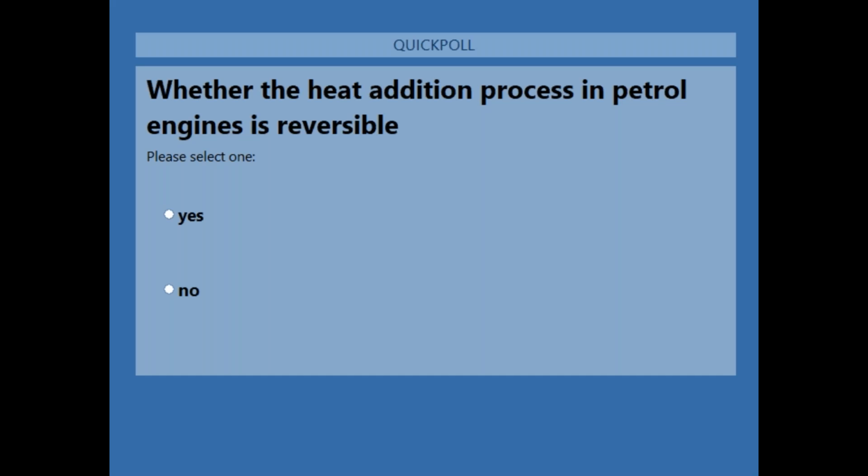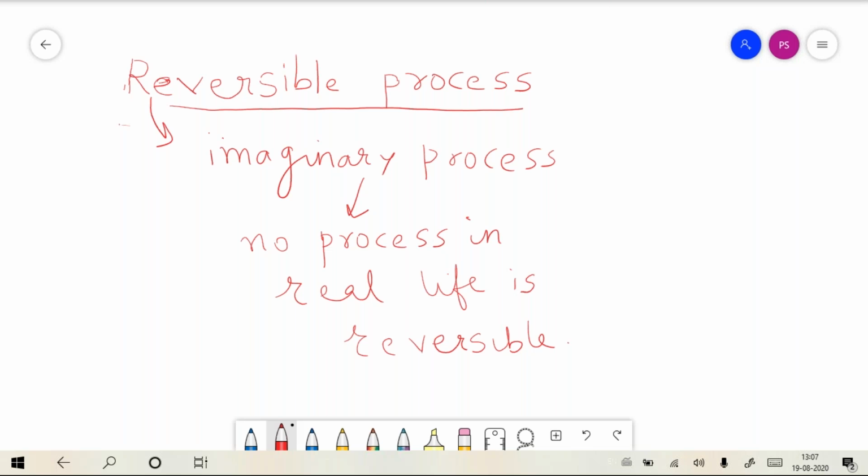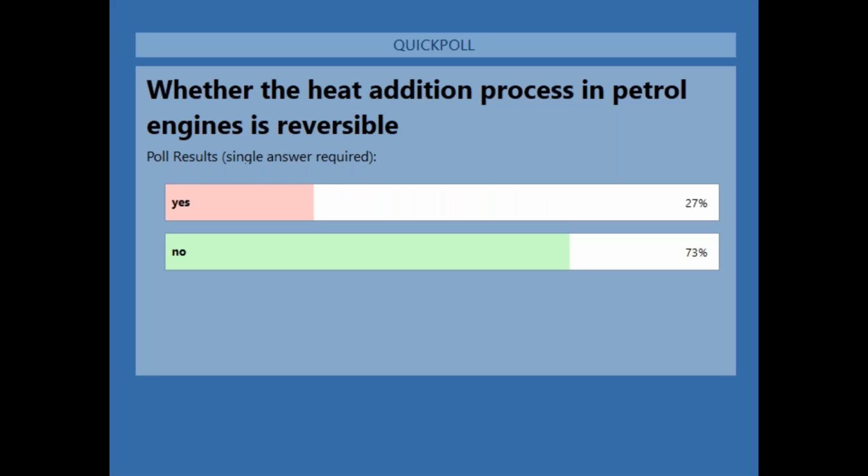So the answer is... Almost 85% of the students have voted. So let me close the poll and share the result. The answer is the heat addition process in the petrol engine is irreversible. So it is not reversible. So the answer is no and not yes. 27% of the students have got it wrong. 73% now understand that the heat addition process in a petrol engine is not a reversible process.